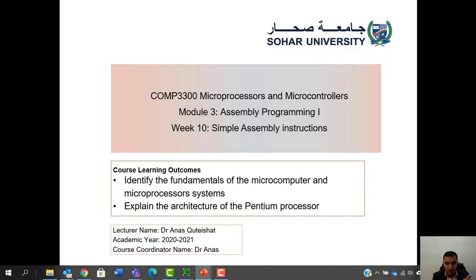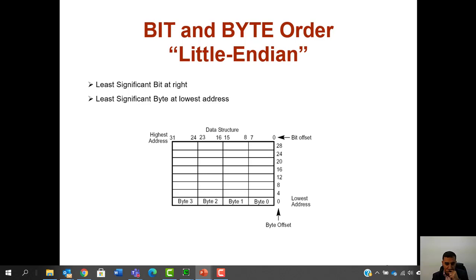Let's talk about actual programming. Now, the first thing we are going to discuss is the Little Endian convention. Little Endian, okay? So the least significant bit is at the right.